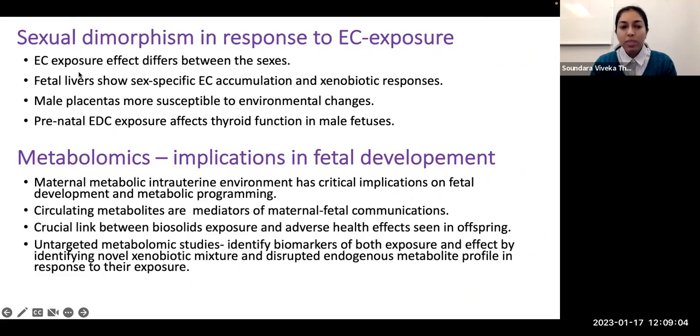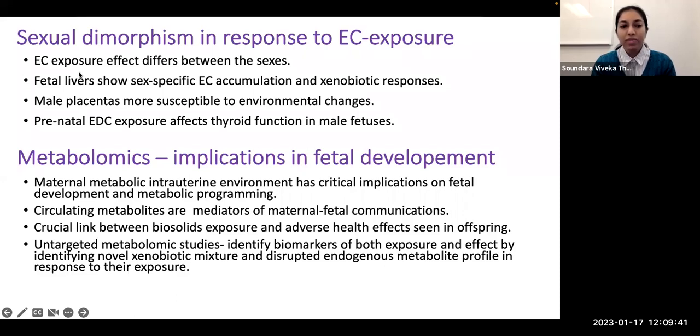Because it has been shown that the maternal metabolic intrauterine environment has an important role to play in the development of the fetus, and it is also an important metabolic programming agent. Circulating metabolites like pyruvates, amino acids, and lipids are known to be mediators of maternal-fetal communication. The levels of these metabolites often communicate the needs of a developing fetus to the maternal environment, which results in physiological effects including increased intrauterine blood flow or increased glucose metabolism, depending on the needs of the fetus.